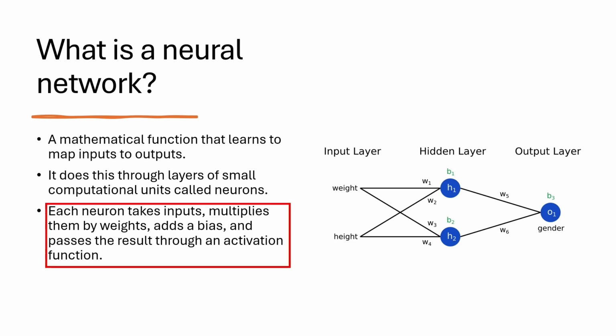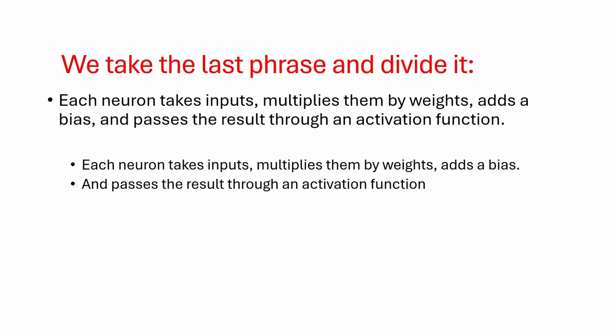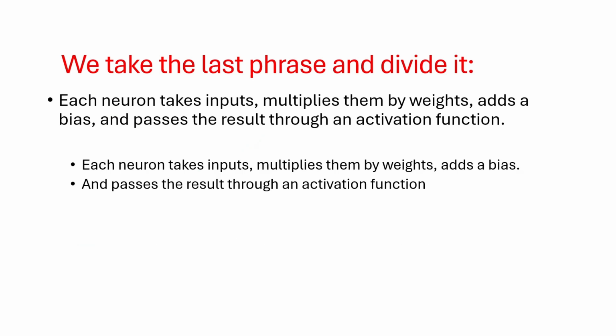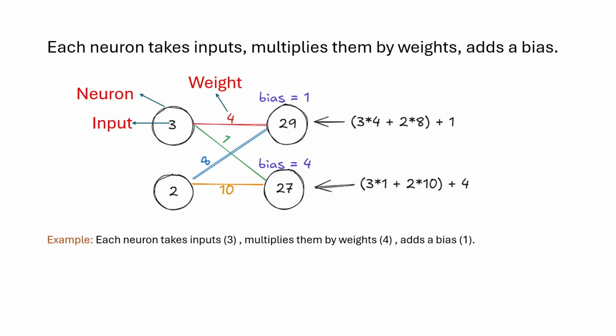Let's break it down. Each neuron takes inputs, multiplies them by weights, adds a bias, and passes the result through an activation function. Part 1. Each neuron takes inputs, multiplies them by weights, and adds a bias. Part 2. It passes the result through an activation function. Remember, the input is the height, for example. So the neuron takes the input, multiplies it by the weight, and adds a bias.